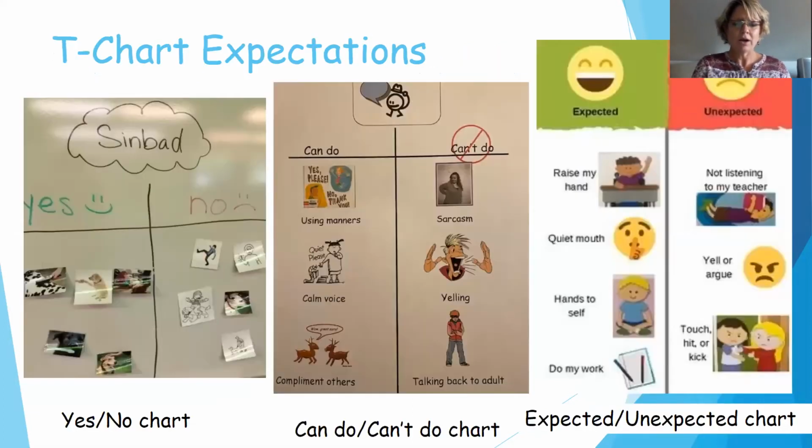All right, here are some T-chart expectations. And this one over here is a yes/no chart. I used this in my classroom when I had a therapy dog come in, and after the first visit, I thought, oh, we have a few things to teach. And so we went over the rules and expectations of how you engage with the dog prior to him coming to class.